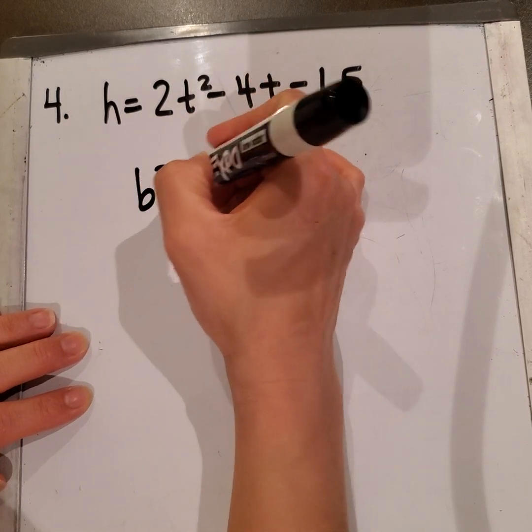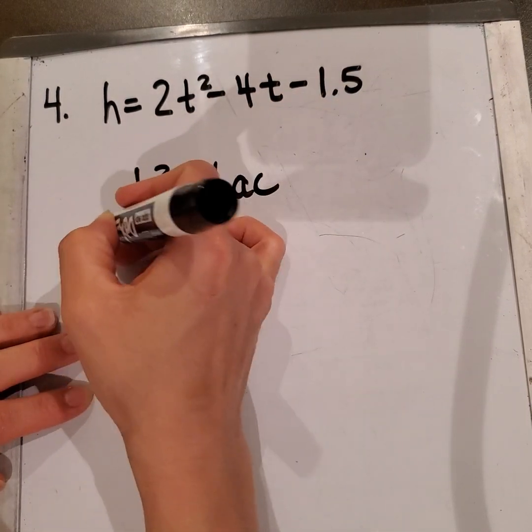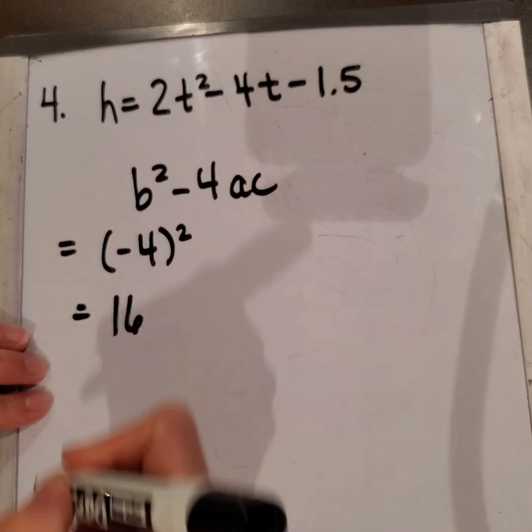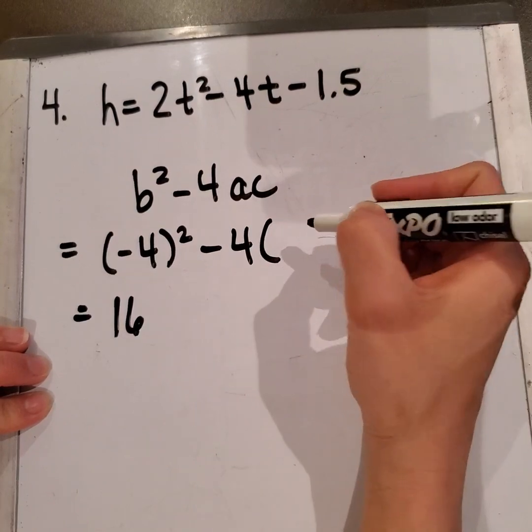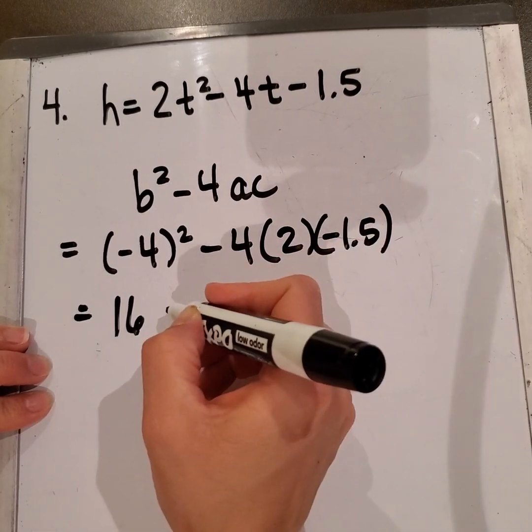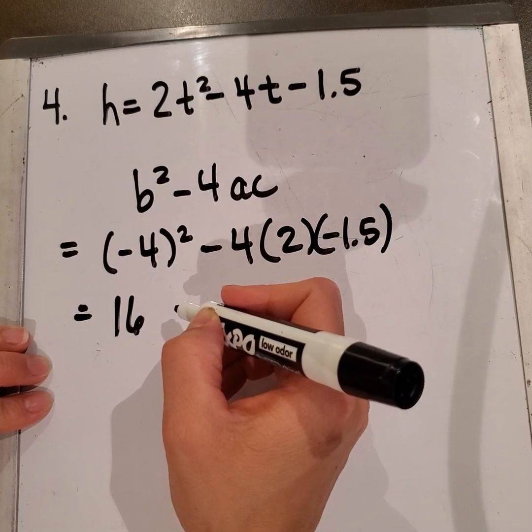So b squared minus 4ac, b is -4. Again, be careful when you're squaring this, you're going to end up with 16. That's a very commonly made mistake. It's not -16. And this works out to be what?